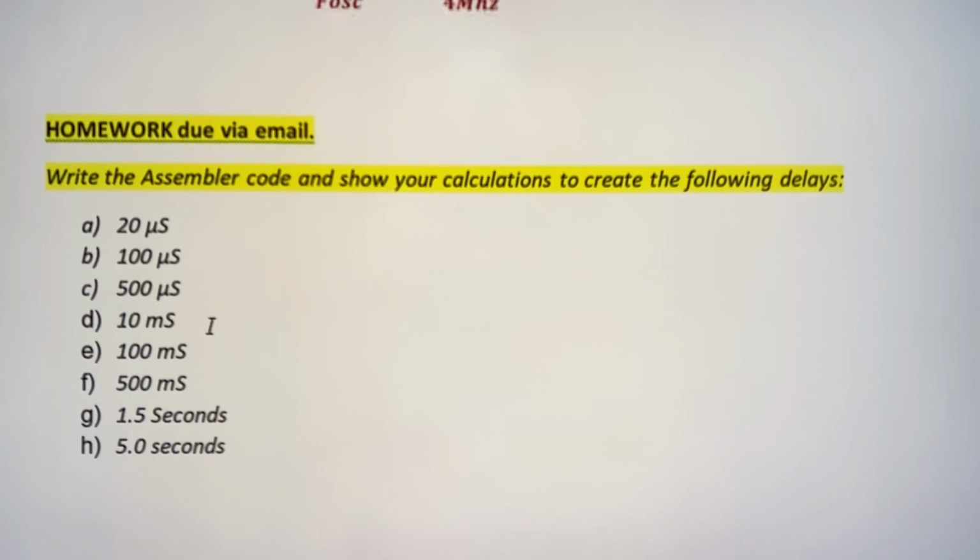Okay, and I'm leaving a homework for students, which you can check on your group and on Canvas or another group that we are using. And you have to write the assembler code and show your calculations to create the following delays. Okay, so we have this number of delays.